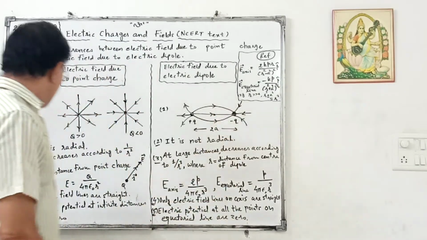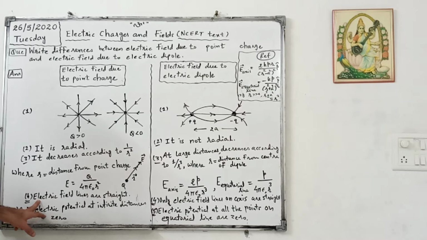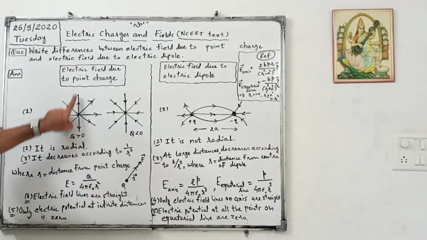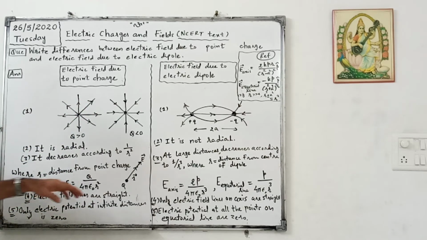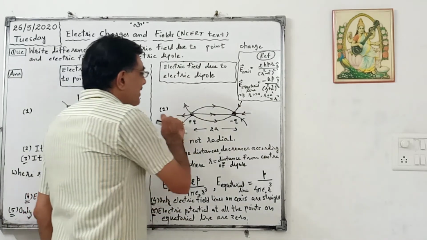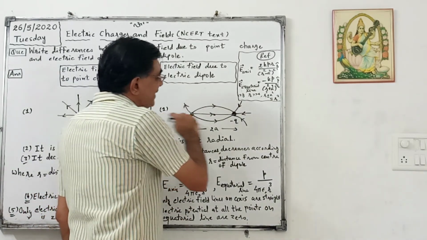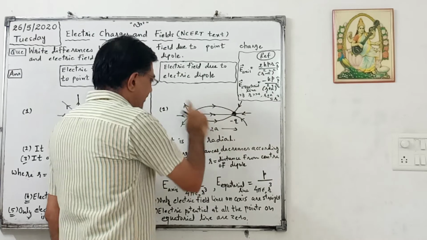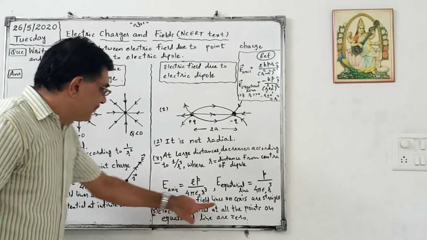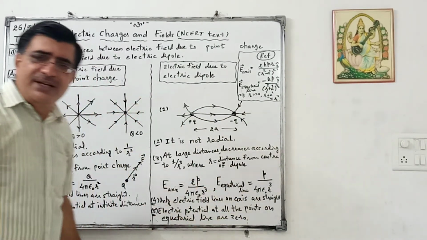The fourth point is electric field lines are straight. See here, they are straight in point charge. But here, only straight lines we can see on axis. These lines are not straight. So only electric field lines on axis are straight.